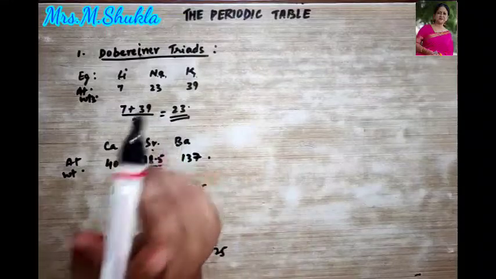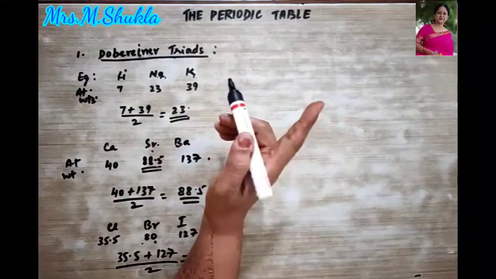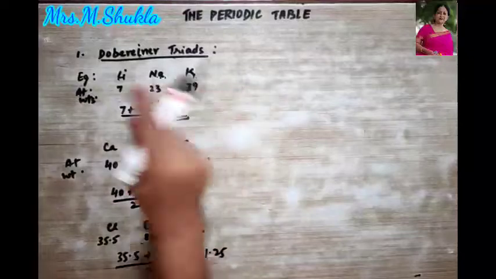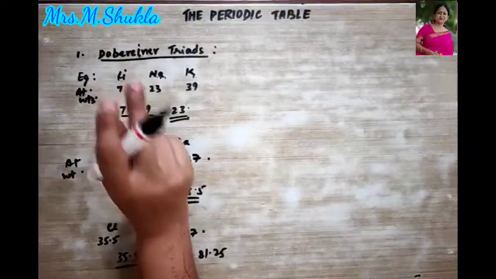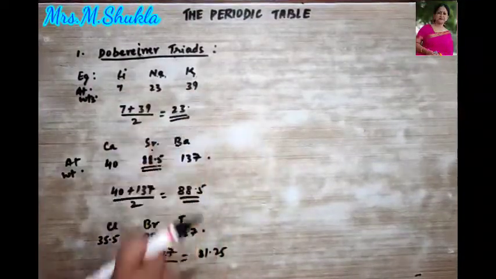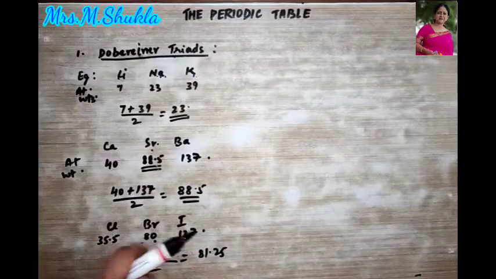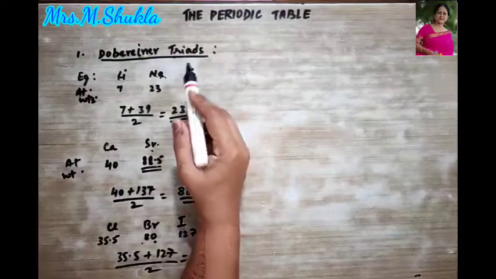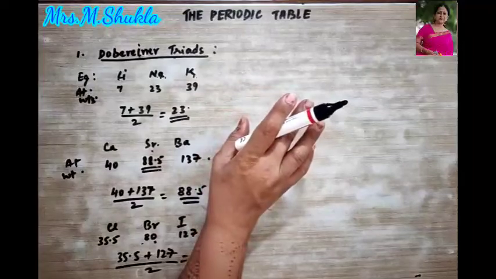So first thing, any theory gets discarded. Why? Because all the elements should fall into that category. So all the elements did not fall into the category of this classification. So that was the first point why Döbereiner's theory was discarded.